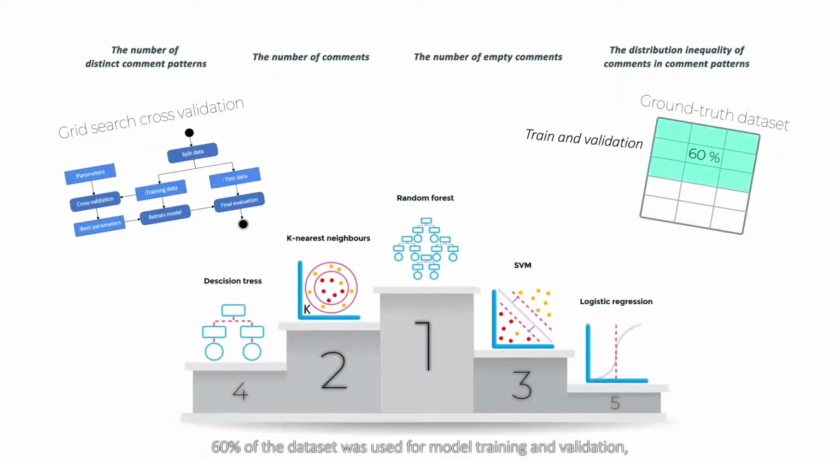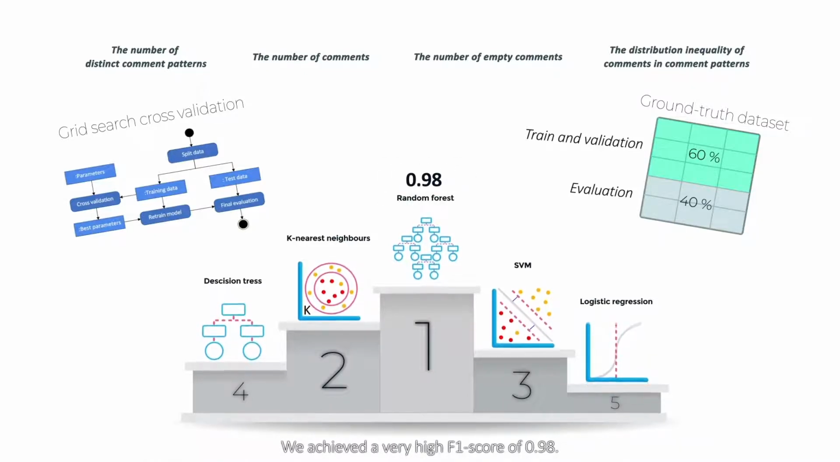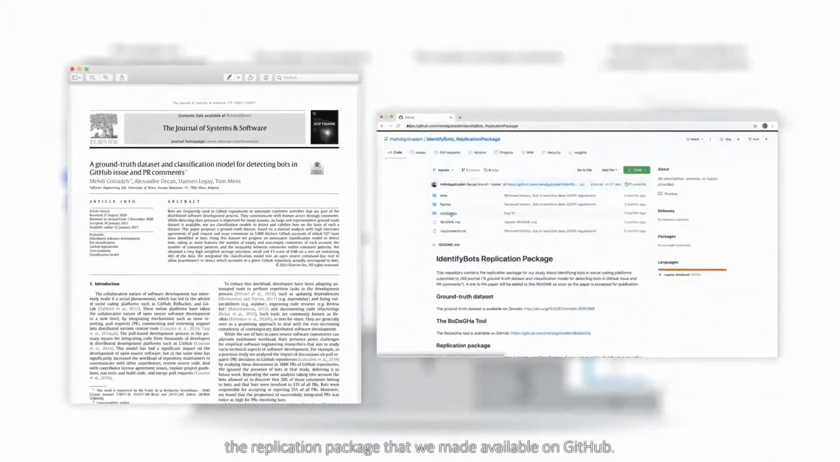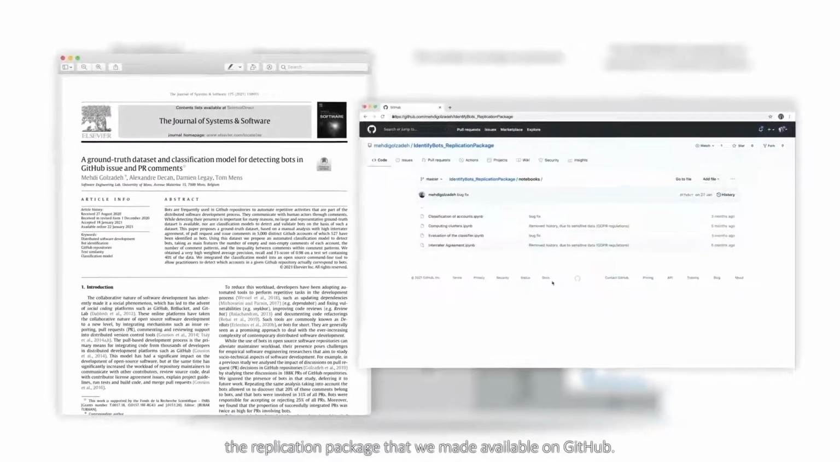60% of the dataset was used for model training and validation, while the remaining 40% was used to evaluate the performance of the selected model. We achieved a very high F1 score of 0.98. For more details, we refer to the paper itself as well as to the replication package that we made available on GitHub.